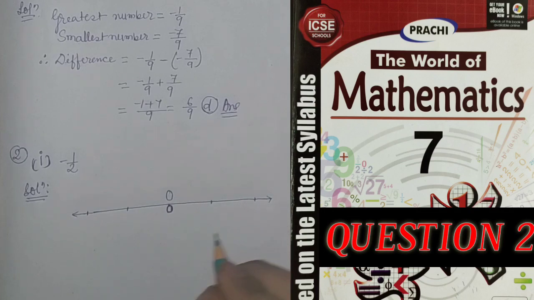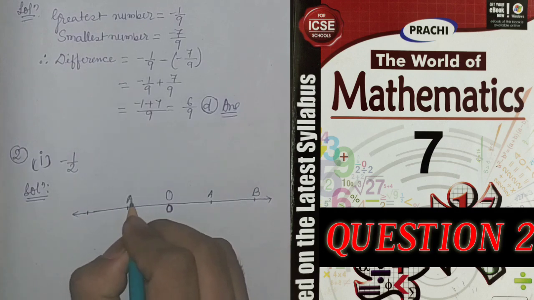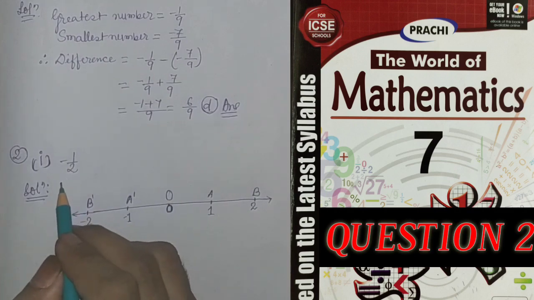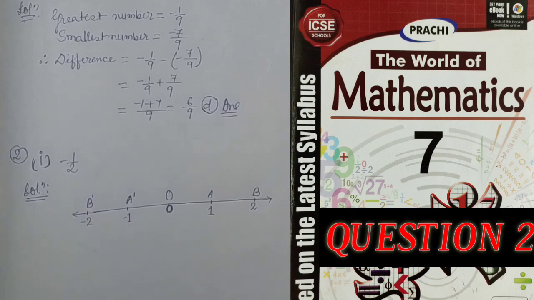So this one is known as A and this one is B. Here this one is A dash and this one is B dash. Here it marks 1 and this one 2 on the positive side, and this one minus 1 and this one minus 2. We have to mark minus 1 by 2.